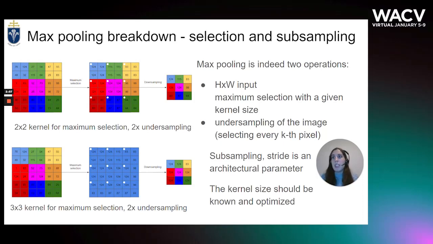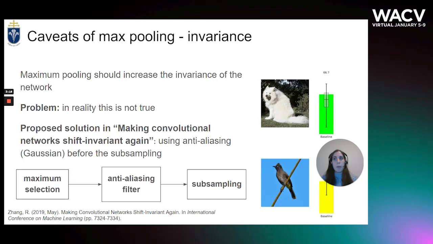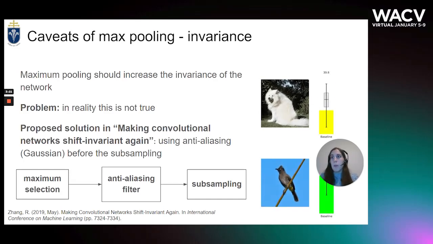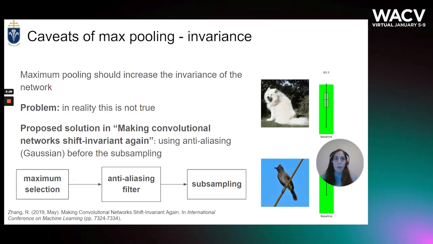The subsampling size is an architectural parameter which is determined by the selected network architecture, but the receptive field of max selection could be optimized. Unfortunately, it is also a hyperparameter. Wouldn't it be great if we could have pooling sizes of 2.5, for example? The lack of invariance in CNNs was demonstrated in the paper, "Making Convolutional Networks Shift-Invariant Again." In the paper, they proposed a solution where a fixed anti-aliasing filter is applied, which increases the invariance of the network, but keeps the pooling parameters as hyperparameters with the additional filter parameters.